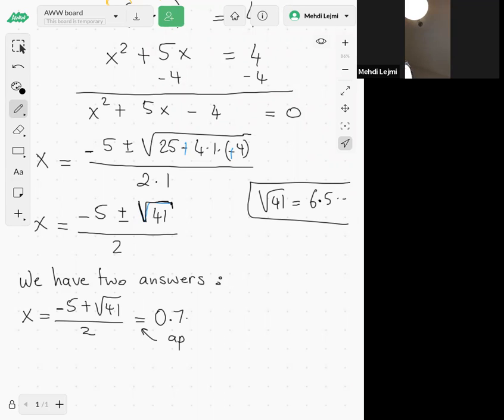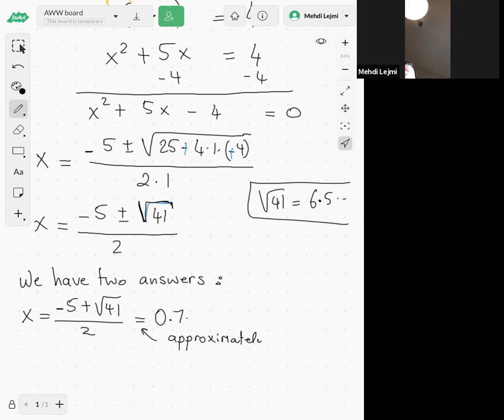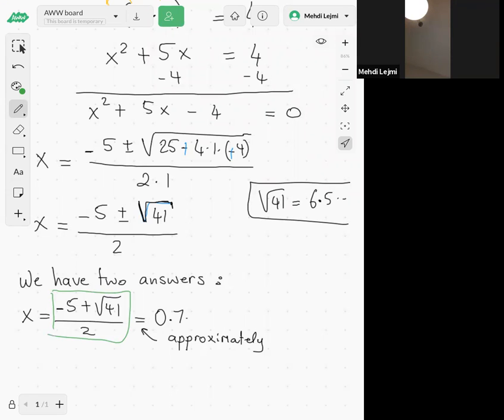Just putting the two answers will be enough. So your answer should be this one here. You can stop here. That's the answer. I'm just trying to explain, because for some people, they have trouble with the square root or decimals.